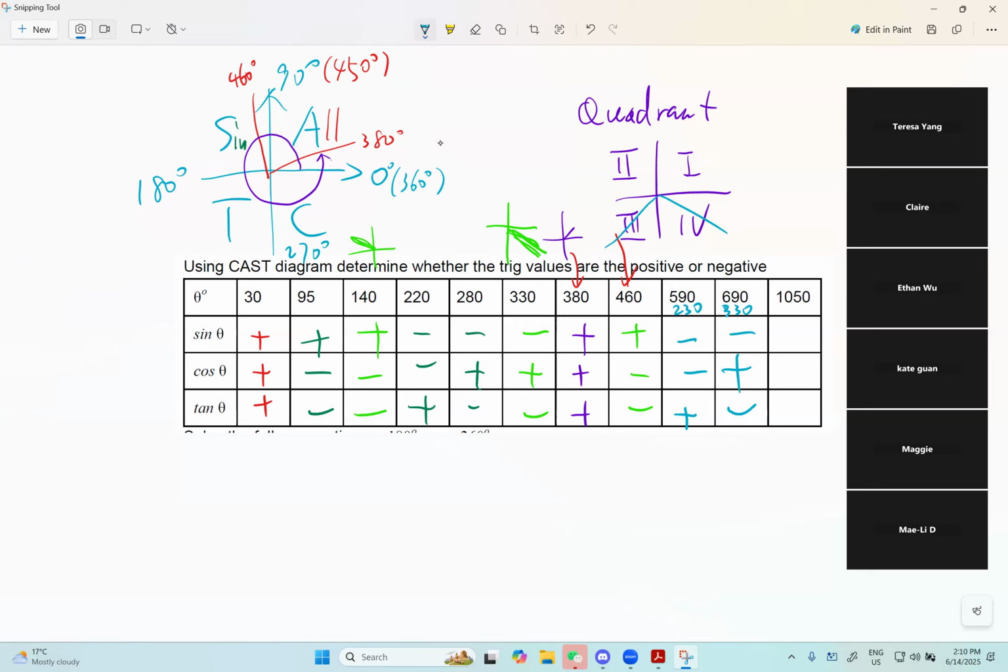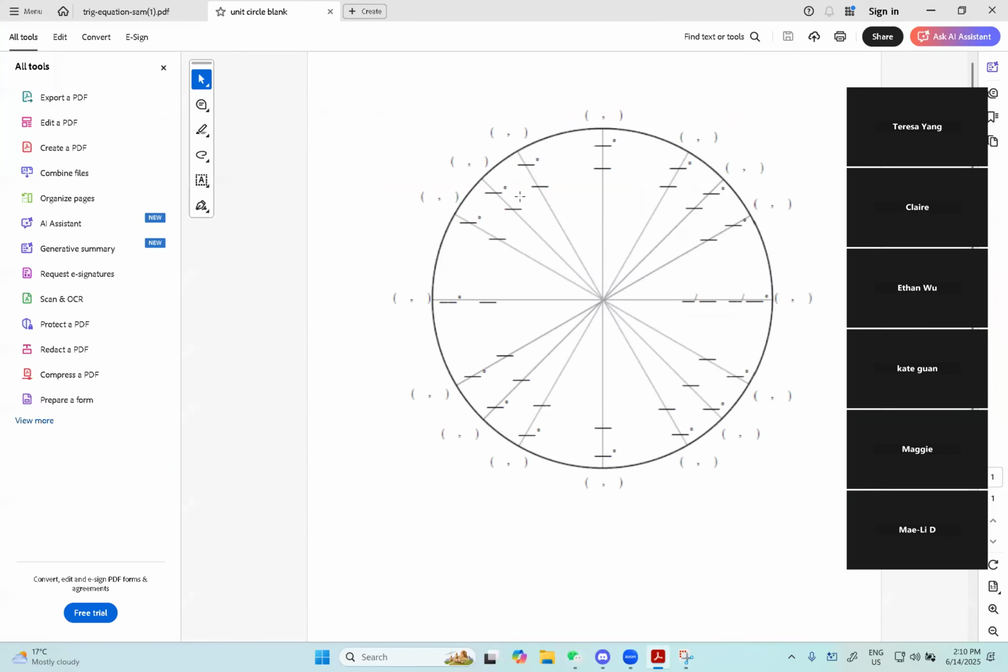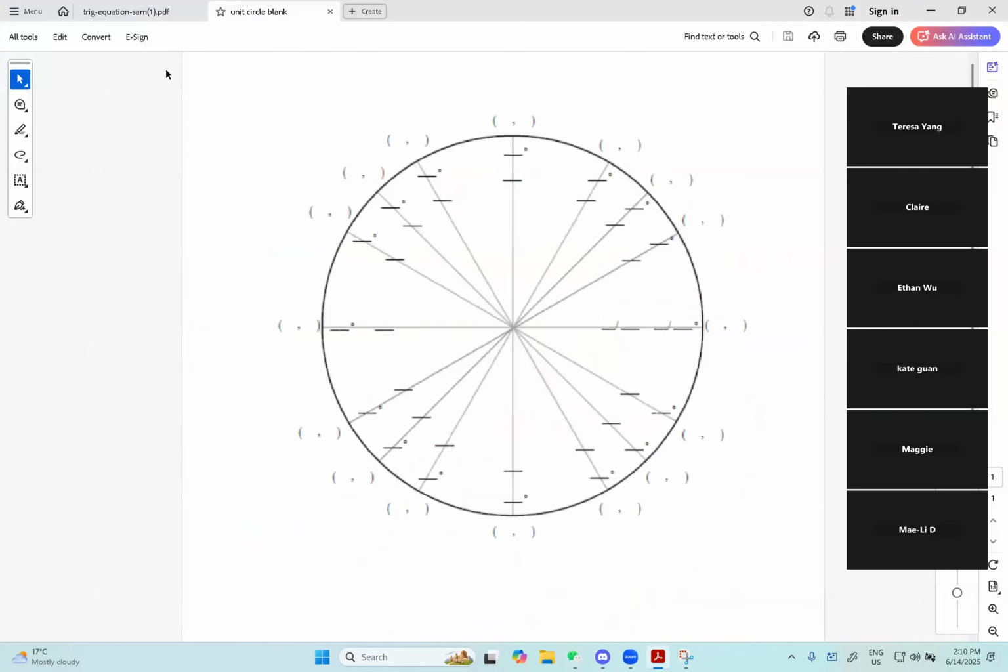Okay. Leo S. How about 1050? Oh, where is it? We need a minus 720. Yes. Cos positive. Okay. That's positive, negative, positive, negative. No. We need to complete the circle. We need to complete the circle.